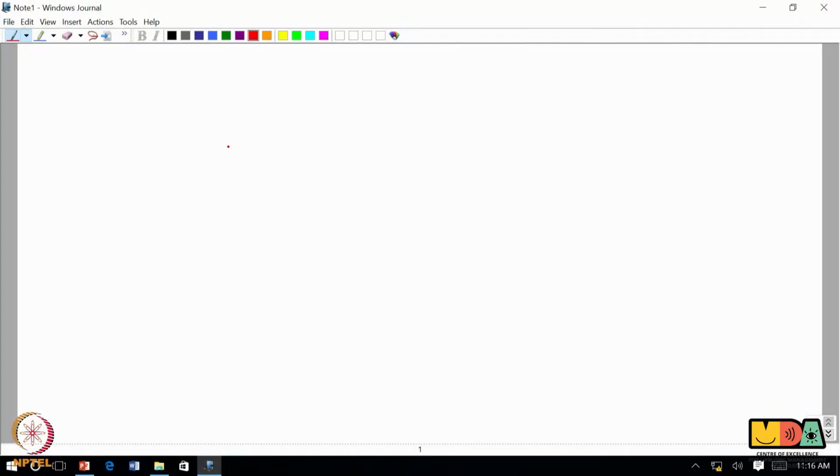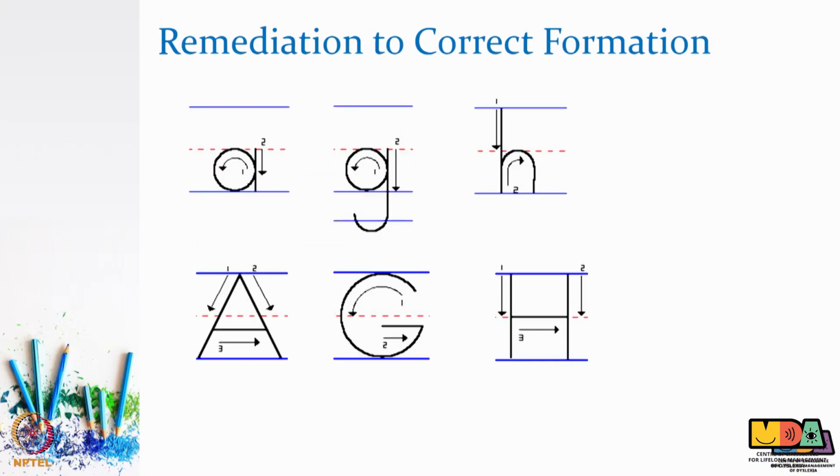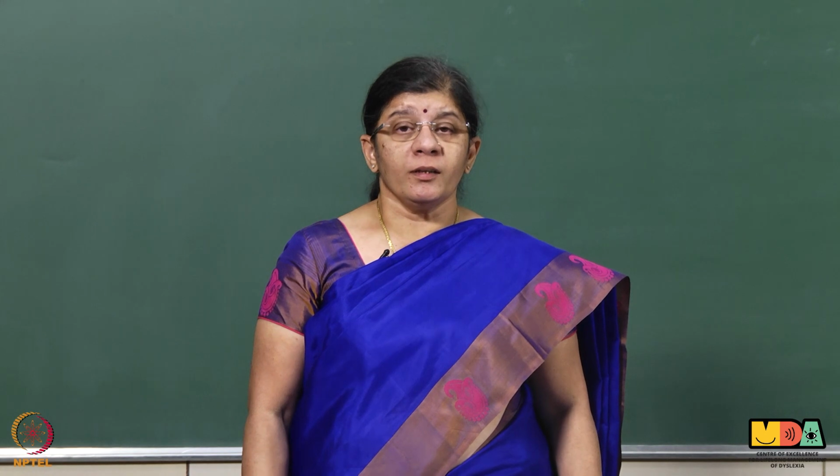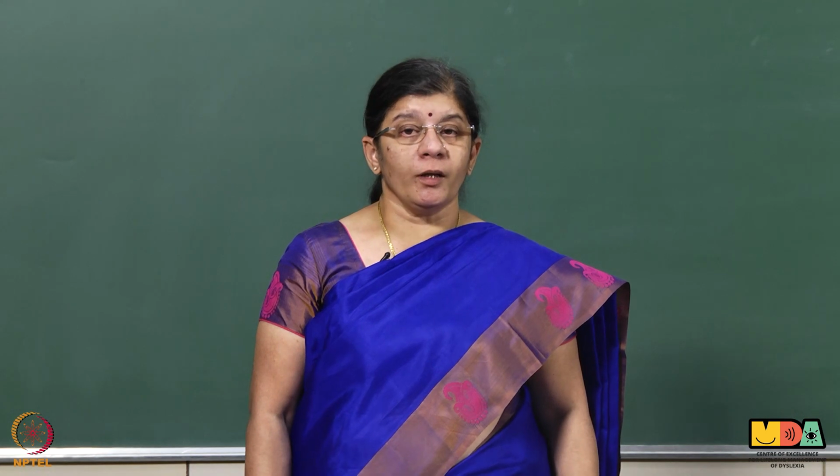Now, let us see the common mistakes children make while writing 8. Now, I am going to tell you how the correct 8 has to be written. Start from the top, come down and make an S and complete the S. This is the correct formation of 8. Now, take a look at this slide. The arrow shows the correct direction in which the writing tool has to move. These samples are available on the internet and will help you to guide the child to write better.